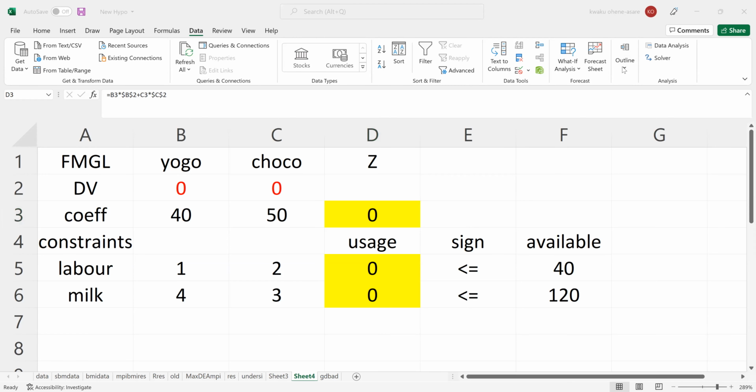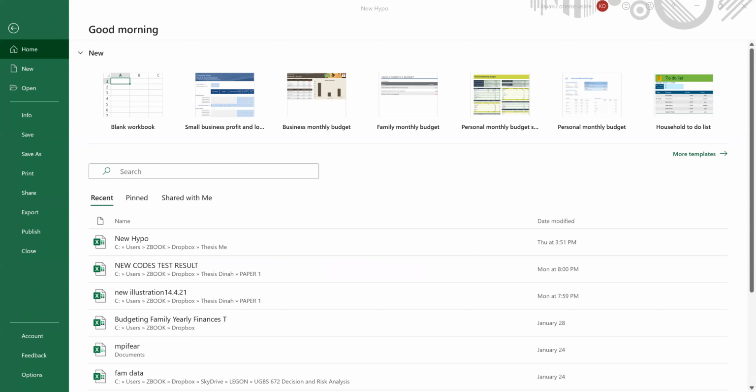So you see, my Solver is here, but it wasn't here before. If it's not there originally, what do you do? You click on the File tab on the top left. When you click on File, a pop-up will show with the good morning and all of the things that you need. Now scroll down on the far left green pane to Options and click on Options.